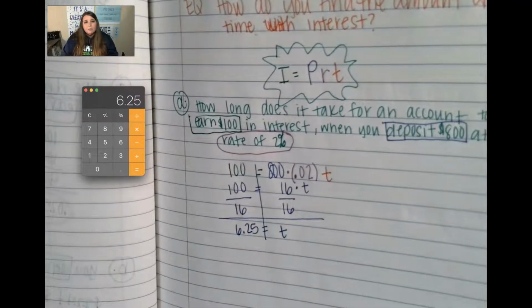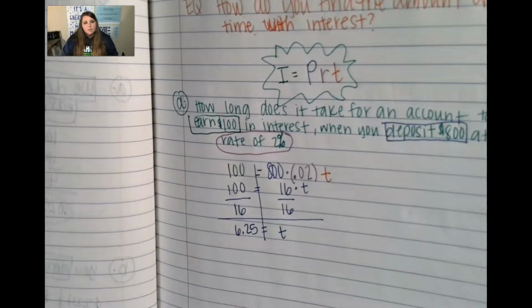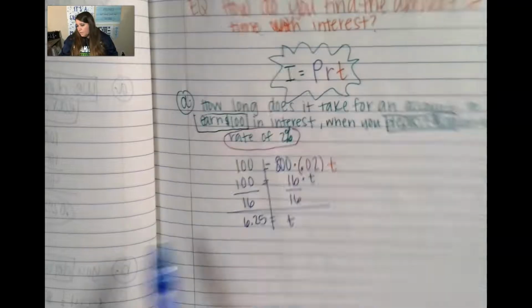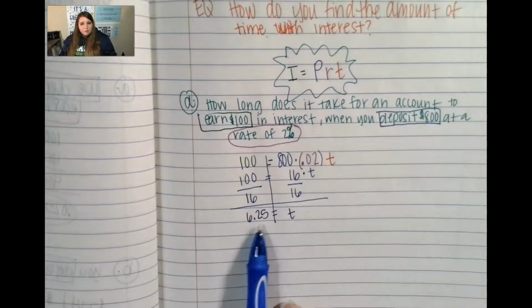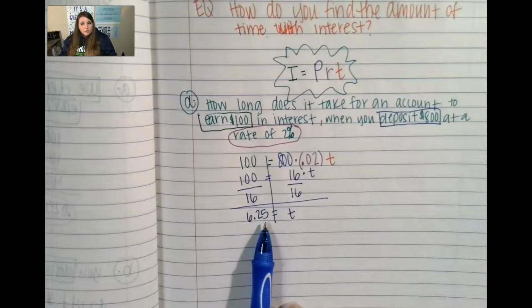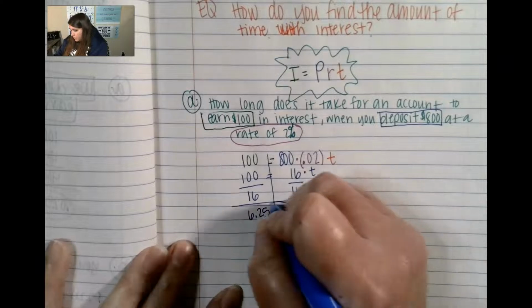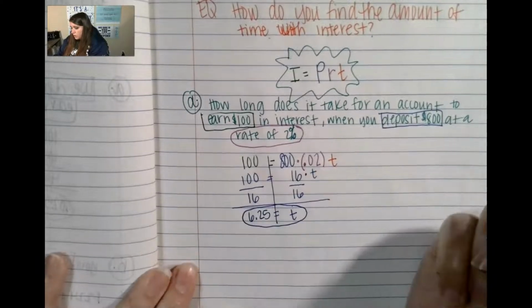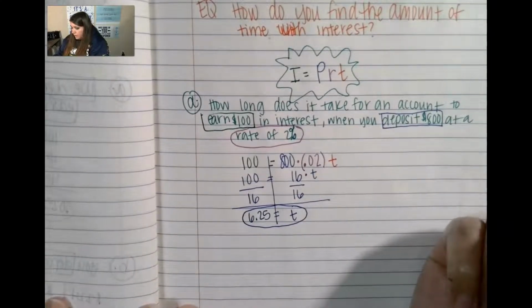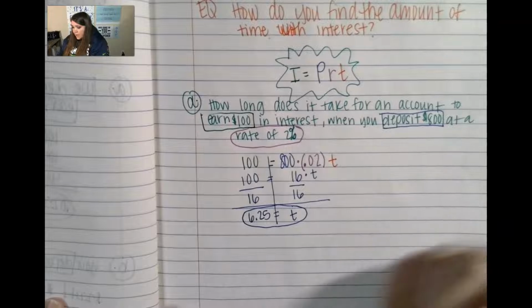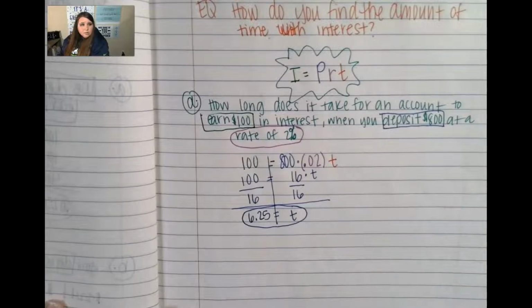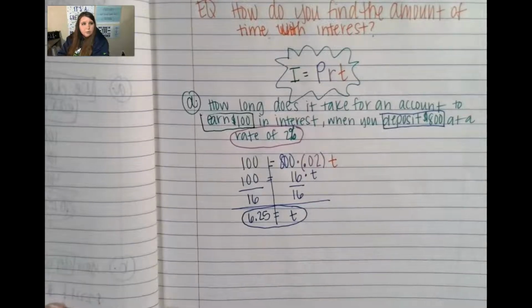Now, this means that it's going to take 6.25 years, or a quarter of the year. So 6 1/4 years to earn $100. All right, let's go ahead and go on to example number 2.